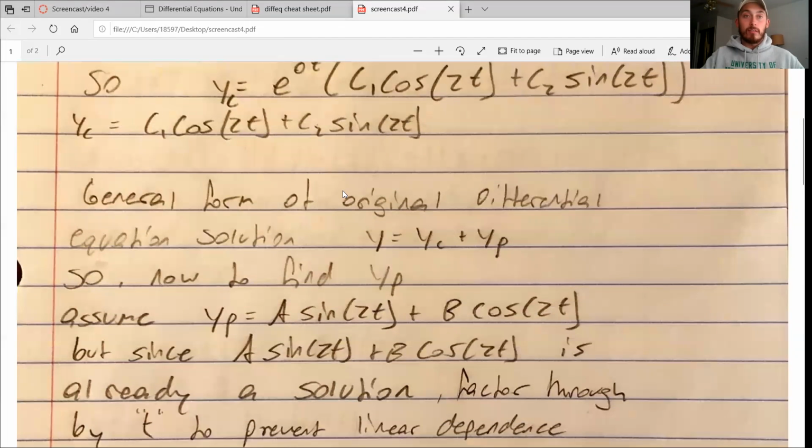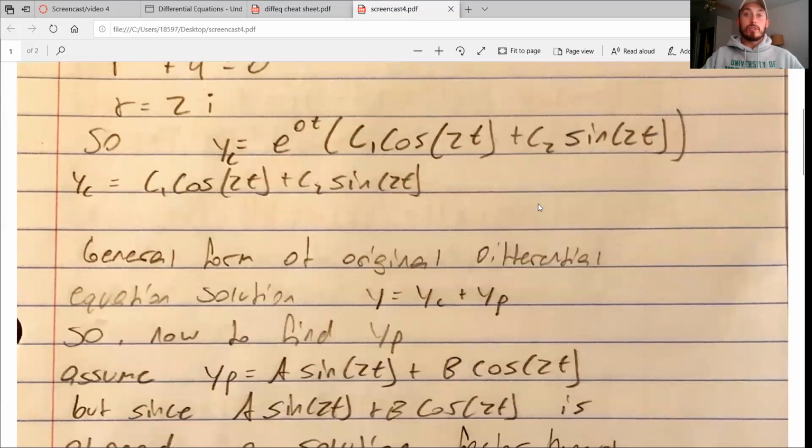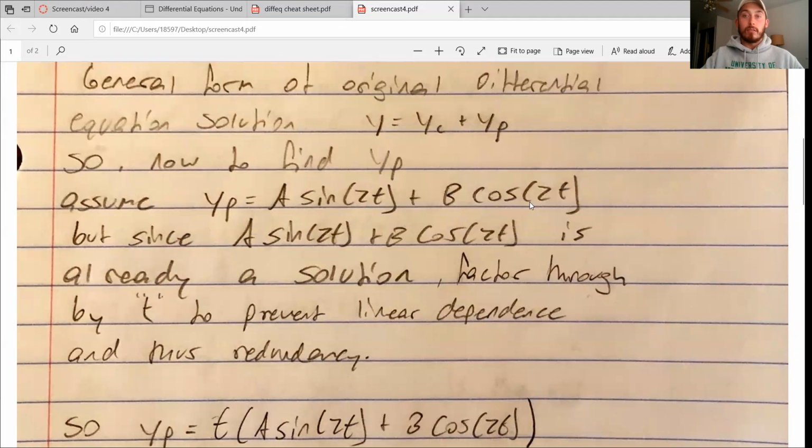So we're just going to set it to a times sine of 2t plus b of cosine of 2t. But unfortunately, that is already a solution. Cosine 2t sine 2t. That's exactly what this is. Arbitrary constants times those functions. So we're going to multiply through by a t to prevent linear dependence, which would just make it redundant.